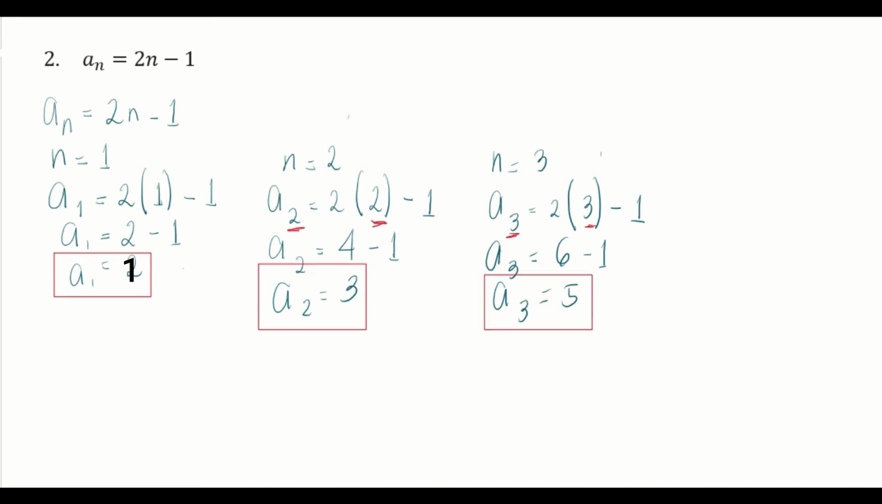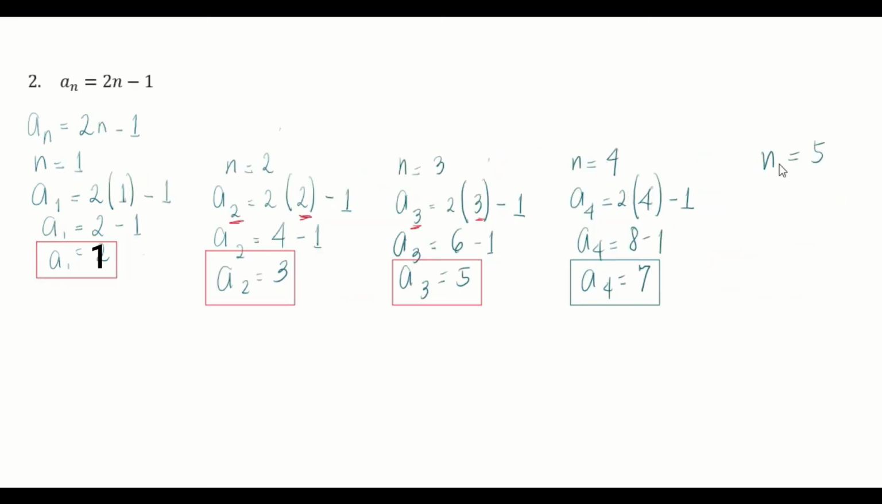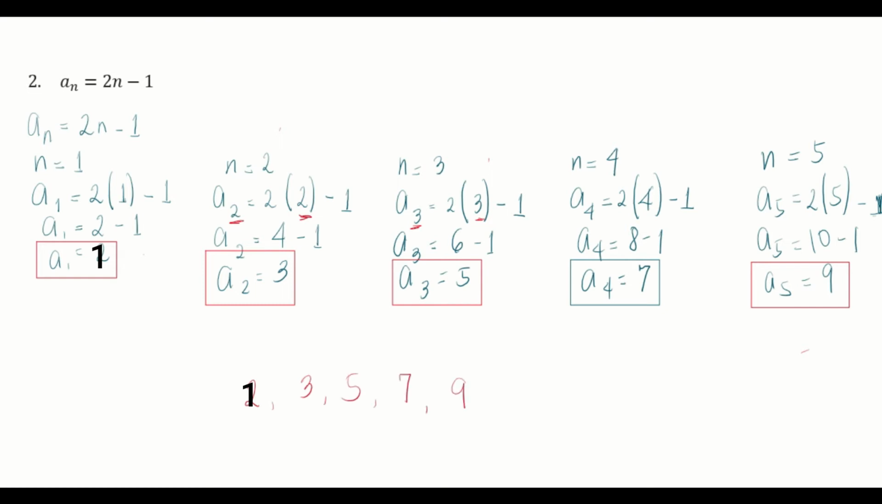The same thing with the fourth term. We substitute 4 to our variable n. So we have a sub 4 equals 2 times 4 minus 1. A sub 4 is 8 minus 1. So a sub 4 is 7. For our fifth term, we substitute 5 to n. So we have a sub 5 equals 2 times 5 minus 1. So a sub 5 is 10 minus 1. A sub 5 is 9. So from our solution, our sequence is 1, 3, 5, 7, and 9 from our a sub n equals 2n minus 1.